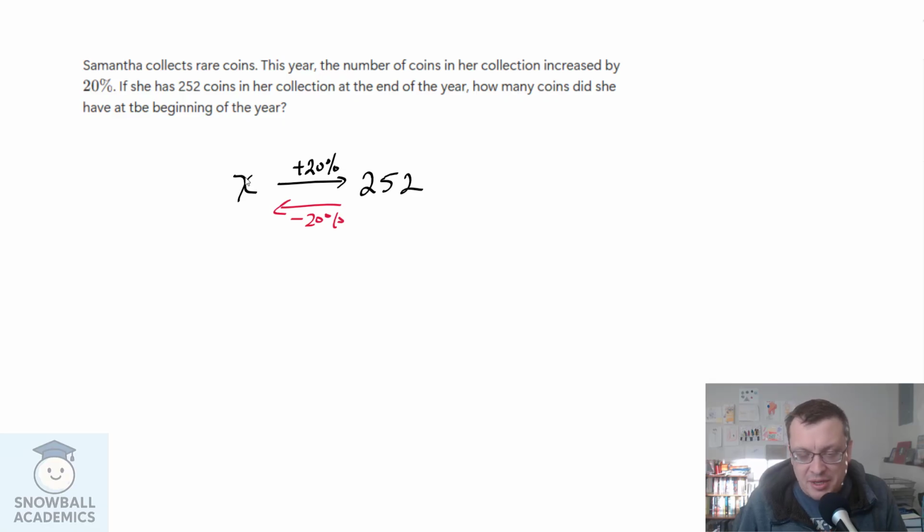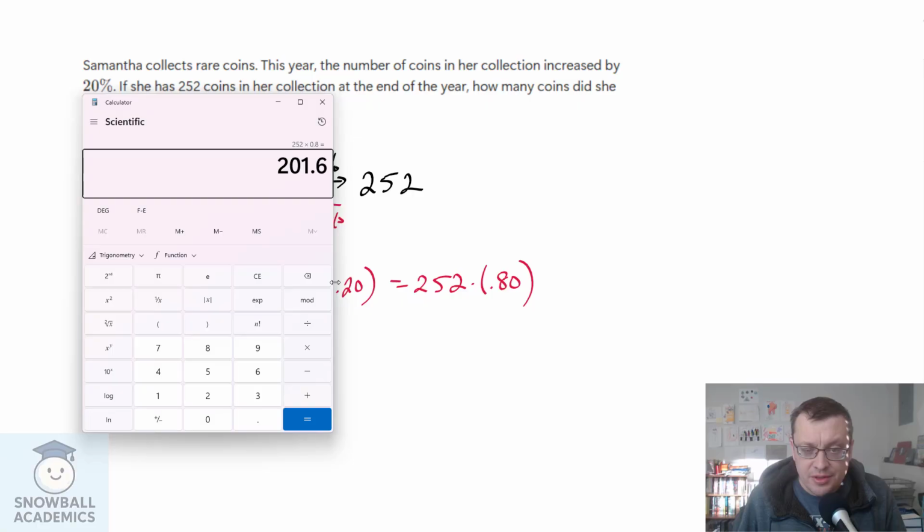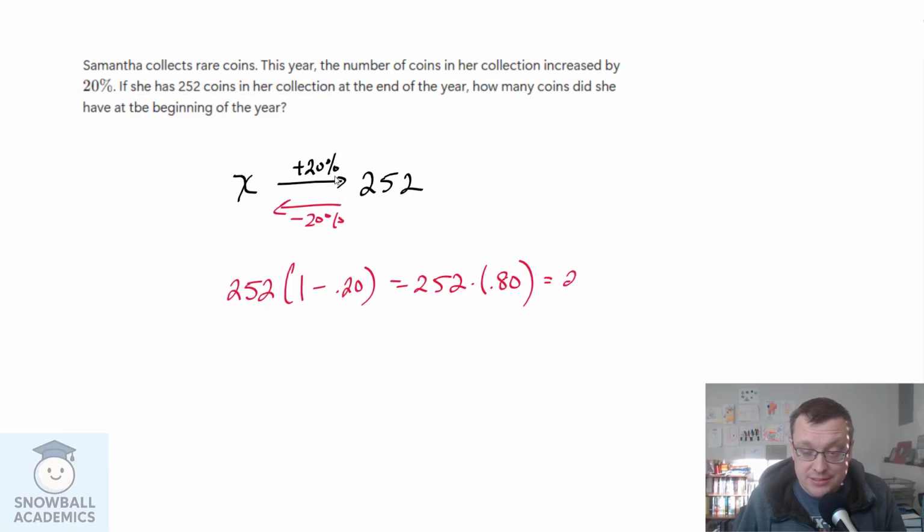But let's see what answer we would get. We would do our 252, and we're going to use our percent trick from now on, of course. So we're going to multiply this by 1 minus 20%, 1 minus 20% as a decimal. In other words, we're going to multiply our 252 by 0.80. And when we do that, we're going to get 201.6. So you might think that's 202. Probably if there are choices, they'll have an answer like 202.